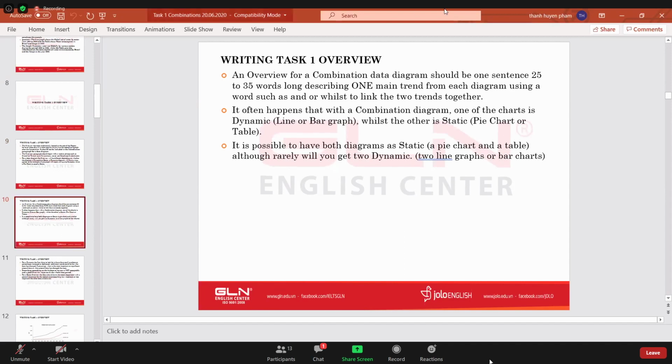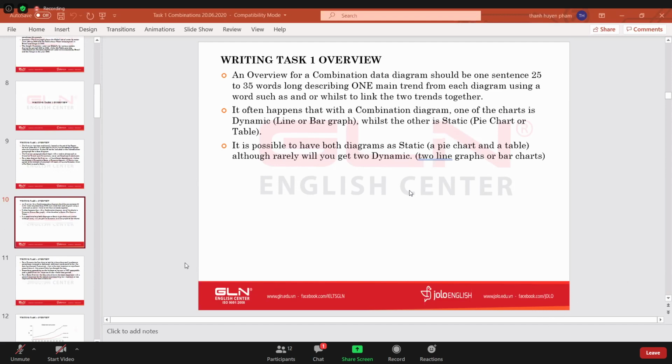So let's look at overviews for combination diagrams. An overview for combination data diagrams should be one sentence, 25 to 35 words long, describing one main trend from each diagram, using words such as and or while to link two trends together. Taking one main trend from each diagram is the examiner's requirement, and if you don't do that, it will severely reduce your overall band score.